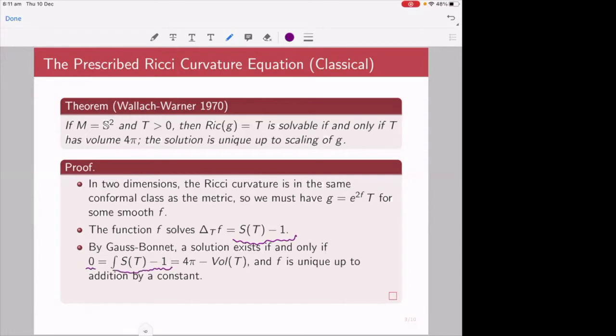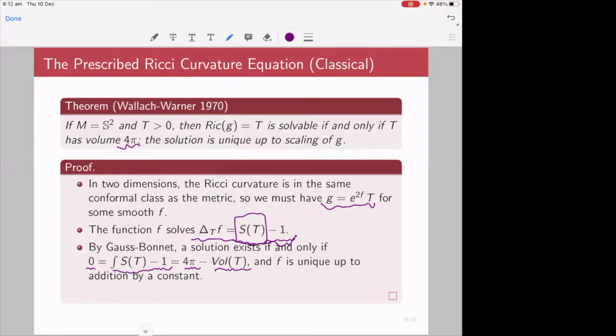But what is so nice is, again, using this altered version of the scalar curvature, by the Gauss-Bonnet theorem, we know that this has to integrate to 4 pi. And of course, if we integrate 1 over the manifold, we get precisely the volume of the tensor t we were after. So a solution exists if and only if the volume is 4 pi. And in that case, it's quite straightforward to demonstrate that the solution f of this linear equation is unique up to addition by a constant. But of course, addition by a constant is equivalent to scaling g. So this is quite nice. This is the entire problem, at least on the two-sphere.